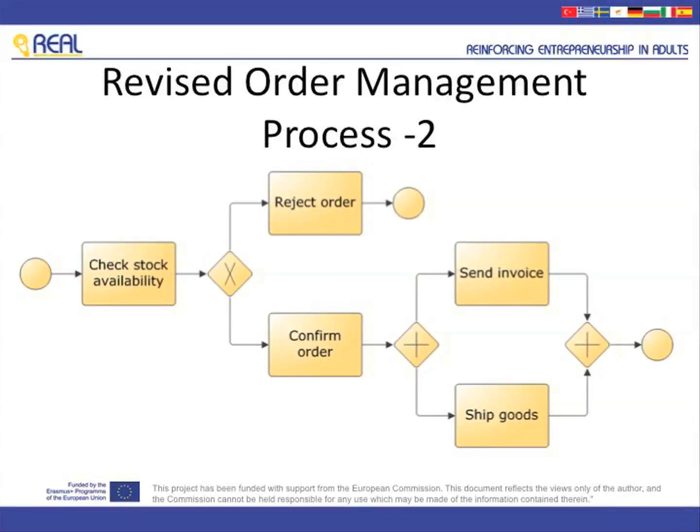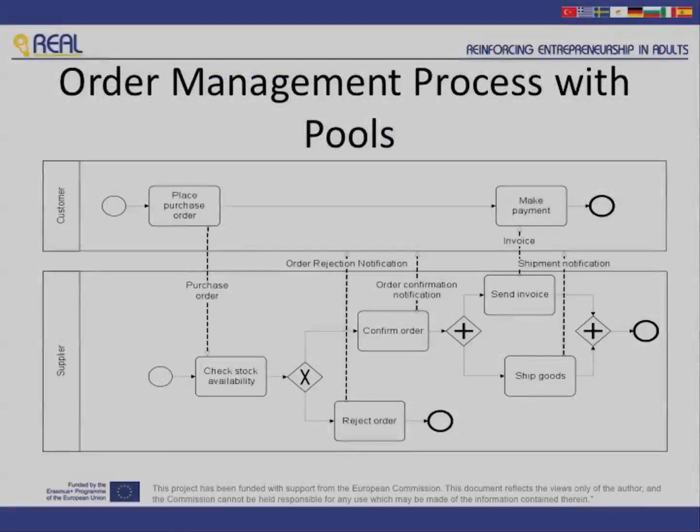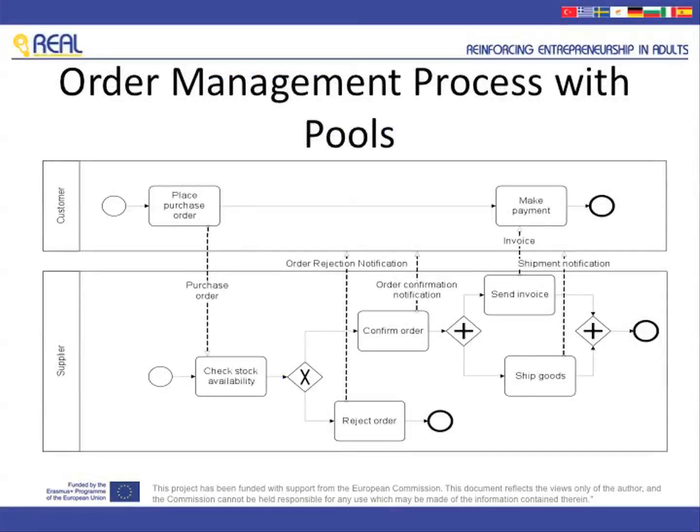Here, the previous example is shown by means of icons in the gateways. An X symbol in a gateway with multiple outgoing arcs indicates that one of multiple paths is taken. Meanwhile, a plus symbol in a gateway with multiple outgoing arcs denotes that multiple parallel paths are executed. Now let's extend the same example using pools. The order management process now includes the customer as a process participant and starts when a customer places a purchase order. Depending on stock availability, the purchase order may be confirmed or rejected. If the purchase order is confirmed, the goods requested are shipped and an invoice is sent to the customer. The customer then makes the payment.